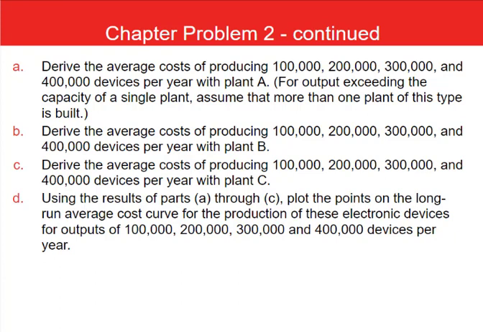In question D, once you have gone through A, B, C, then plot the points on the long run average cost curve for the production of these electronic devices for outputs of 100, 200, 300, and 400,000 devices per year. So question D is, given plant A, B, C cost structure, which one is most cost efficient in the long run when you have flexibility of changing plant or technology?